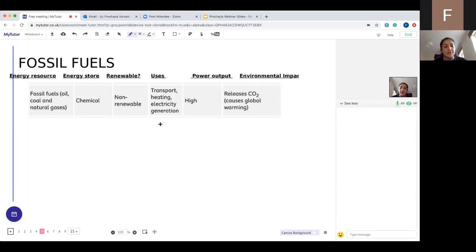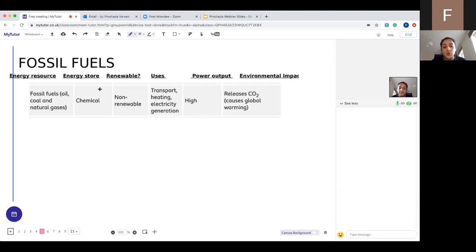Okay, so fossil fuels is the first one that we have. And fossil fuels are oil, coal, and natural gases that we burn to create energy. It is the number 1 most used energy resource in the world because it is so efficient. We can do it really quickly and really easily. But it is one of the most environmentally damaging ones that we have. Okay, so it is very bad for the environment. It releases carbon dioxide, which you can see over here, which causes global warming.